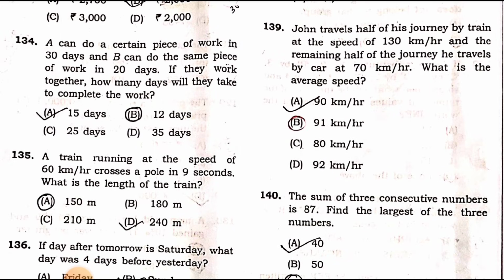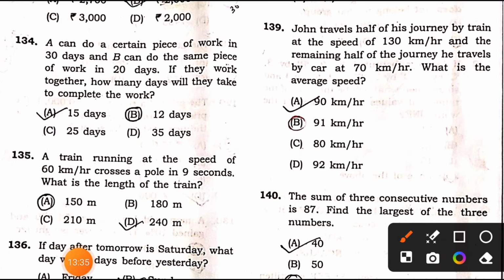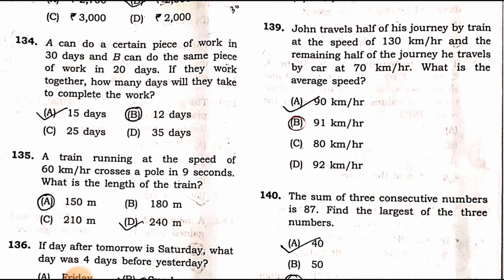139. John traveled half of his journey by train at the speed of 130 km per hour, and the remaining half of the journey he traveled by car at 70 km per hour. What is the average speed? The correct answer here is A. Oh no, correct answer here is B, 91 km per hour.